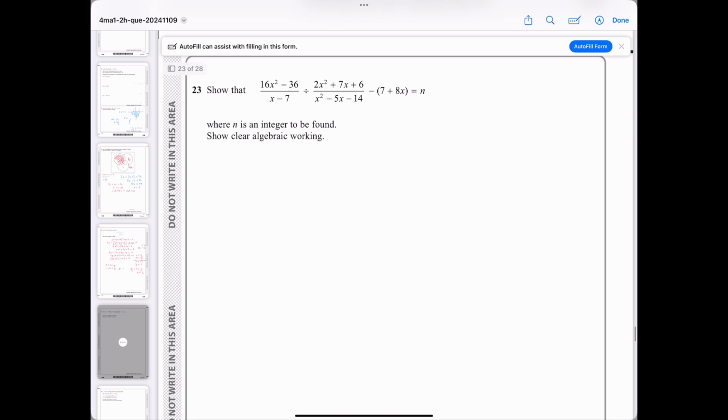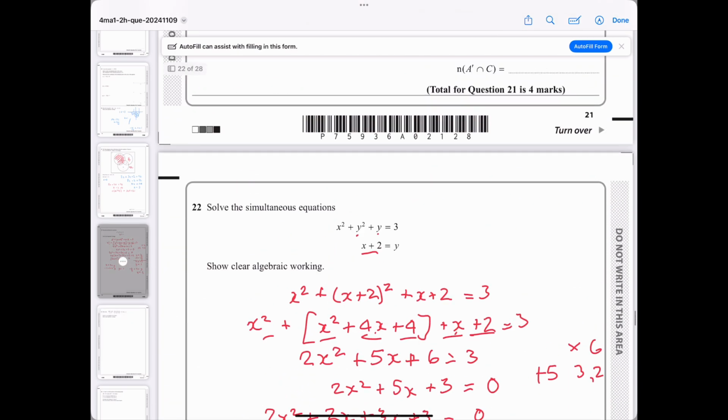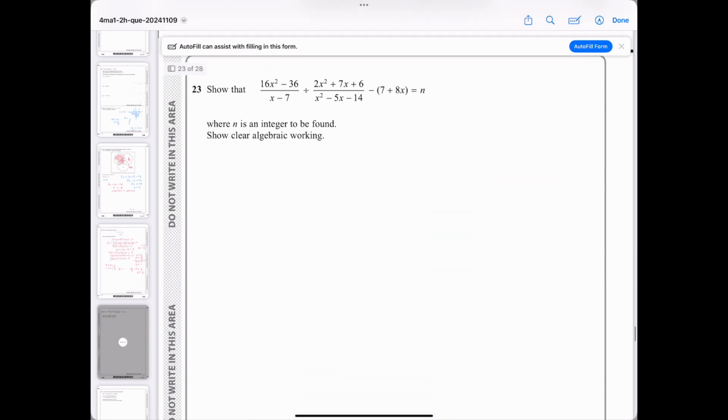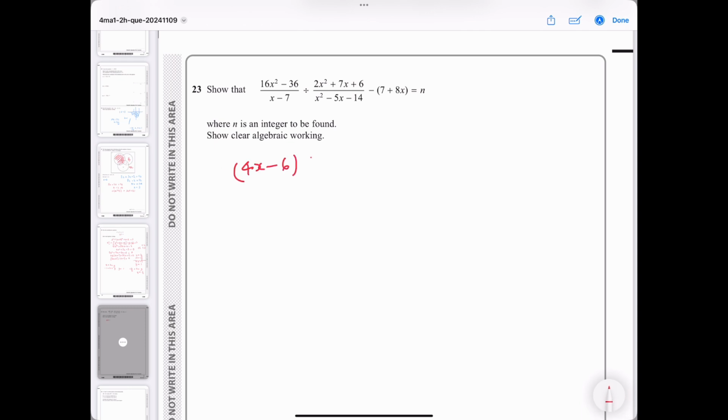I don't know how many I have done. No, only 2, I think. So I'll do this. Right, show that this equals n. Oh, so we've got to find out what n is. So let's make 16x squared minus 36 a slightly more reasonable thing. So 16x squared minus 36 is 4x minus 6 and 4x plus 6. I'm just going to basically write out everything I know without thinking too much about it.